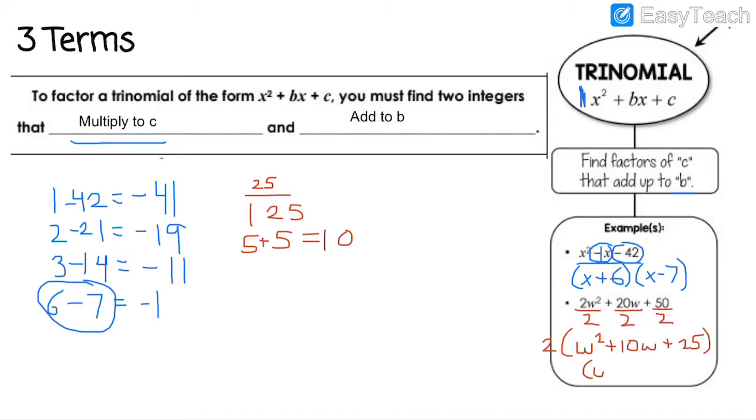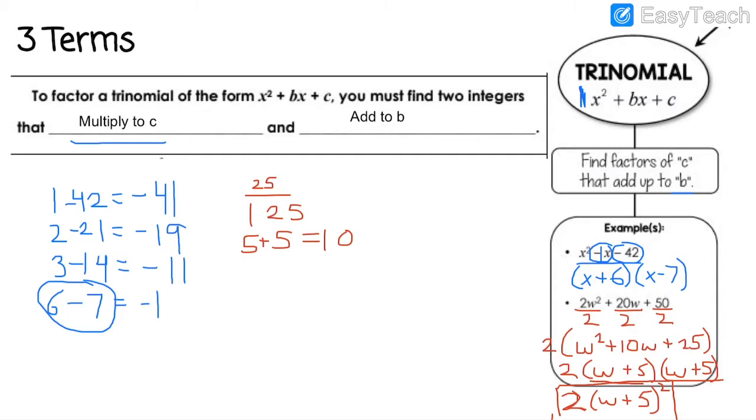So now I have w plus 5 times w plus 5 with that greatest common factor of 2 on the outside. You may also see this written because w plus 5 times w plus 5, they're the same things. So you may see this as w plus 5 squared with our 2 on the outside. So this is probably the most common way you will see this.